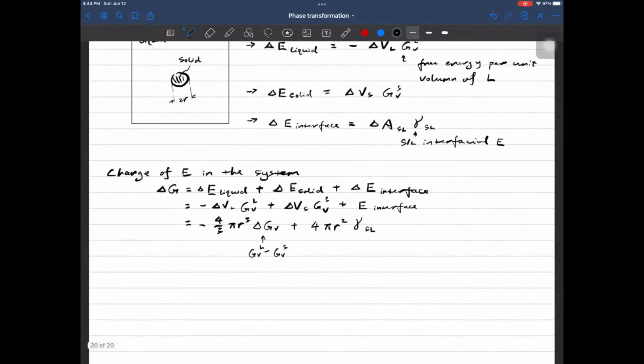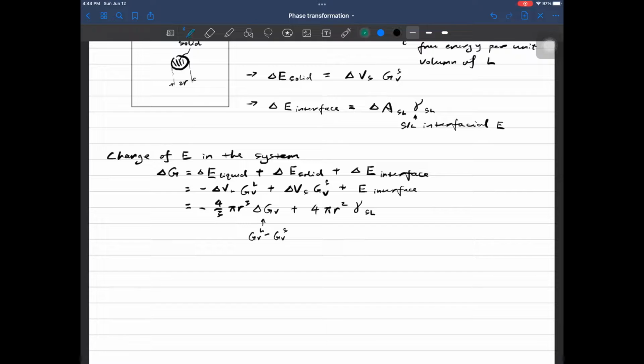If you have a closer look at this equation, you will notice there are two components. The first part is volumetric. What this describes is the overall energy decrease due to the solid phase consuming the liquid phase. This part favors solidification. The second part is the areal part. Now you're creating a new interface, and this costs energy. Therefore, this part acts as a penalty for solidification.